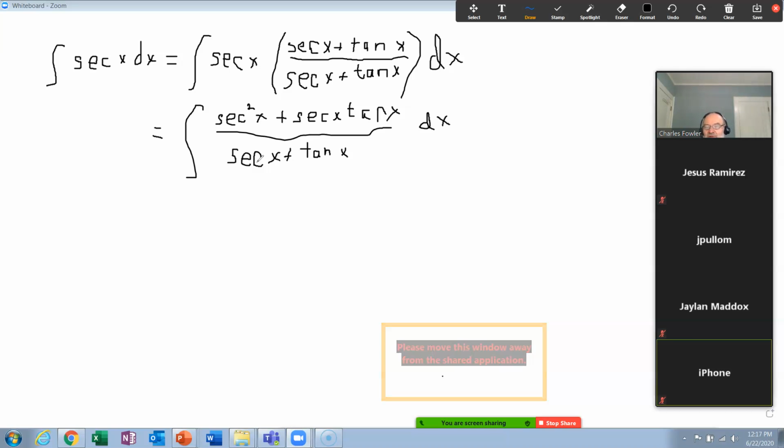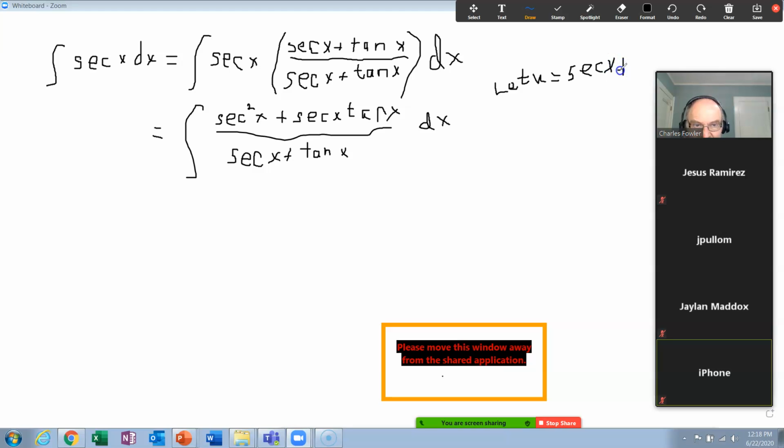Because the book told us to, of course. No. Okay, now this is a little tricky. What's the most complicated thing? Anything in a denominator is usually the best answer. So your denominator is the innermost thing. So let's let that be our u. Okay? Let u equal that thing we multiply the top and the bottom by, secant x plus tangent x.